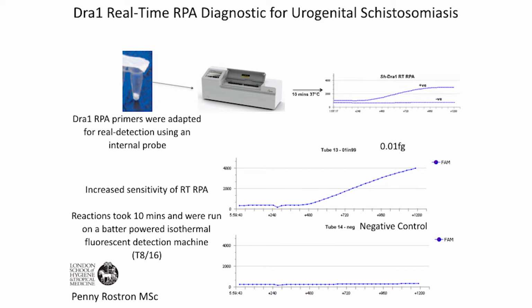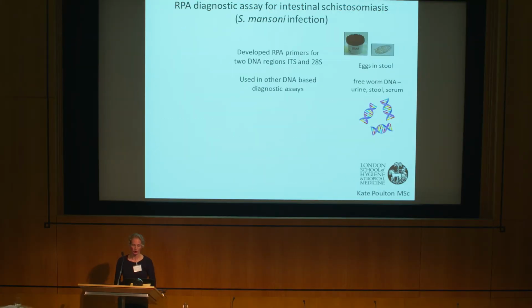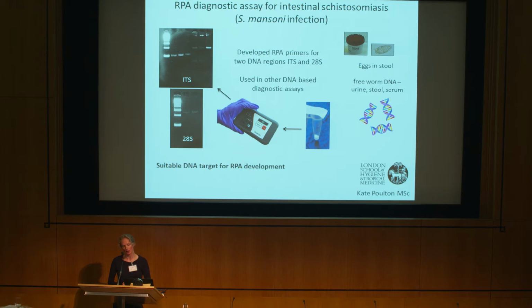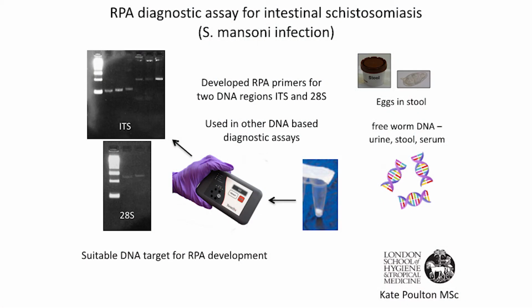We got down to 0.01 femtograms of DNA. So again, this starts to show potential for using this. The reactions are very quick, and they use low temperatures. And very recently, we've gone on to develop these assays for schistosomiasis, the intestinal form, with a student, Kate Poulton, from the London School, looking at 2 different DNA regions this time, ITS and 28S, using these handheld portable devices.